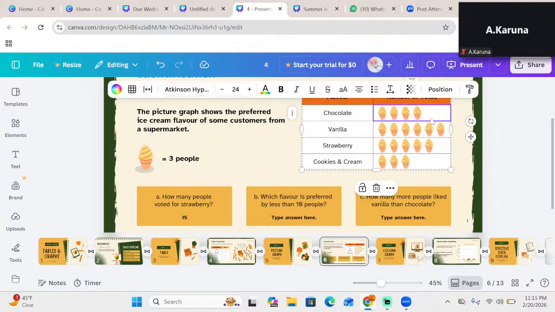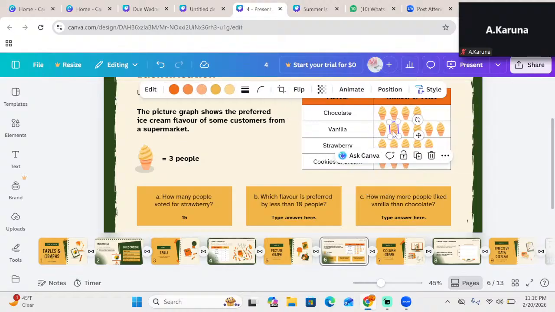So we already said before in chocolate, there's 4 ice creams and each ice cream is 3 people. So that is 12 people. 4 times 3. Now, next we have vanilla. Let's count how many vanilla. 1, 2, 3, 4, 5, 6. 6 ice creams voted for vanilla, and each ice cream is 3 people. So 6 times 3 is 18.